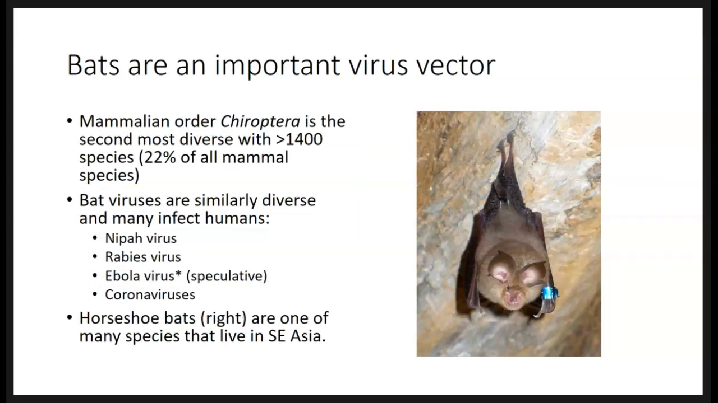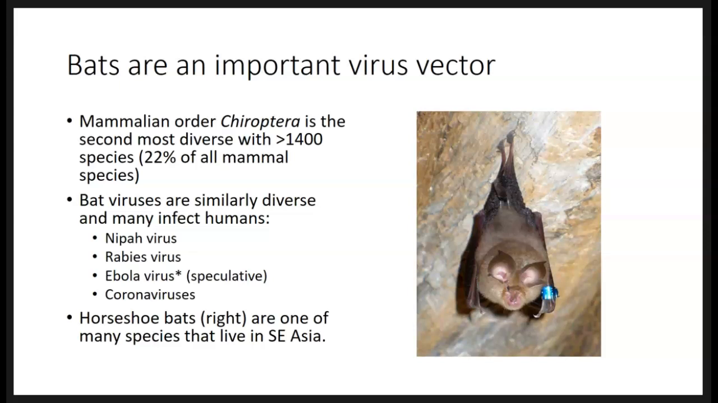These caves are home to many animals, including many species of bats. Bats are in the mammalian order Chiroptera, and we know that bats are mammals, but they are clearly much different from many of the other mammals on the planet. They can fly, and they have some interesting biology. The order Chiroptera is the second most diverse in the mammalian group. There are over 1,400 species. That's 22% of all known mammal species.